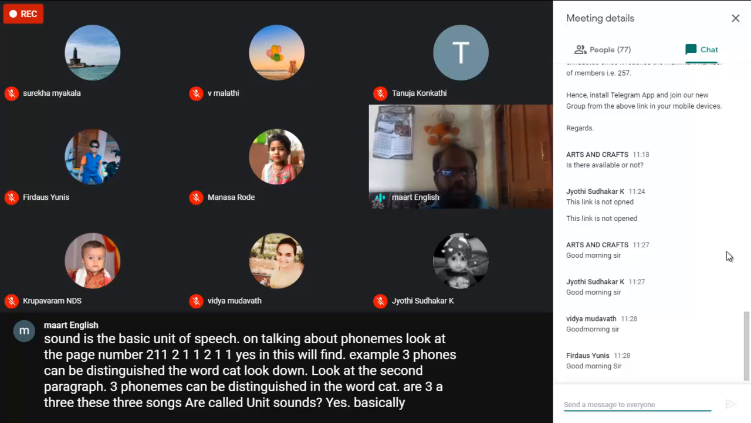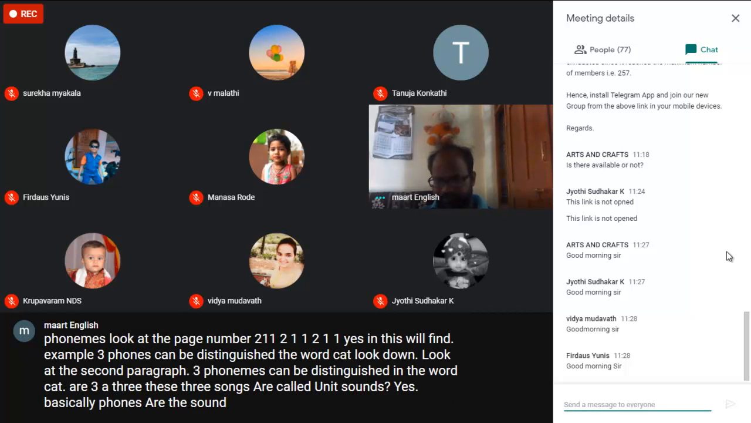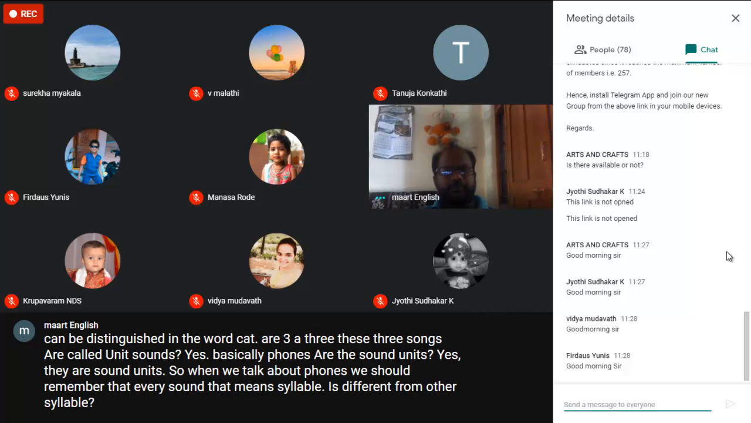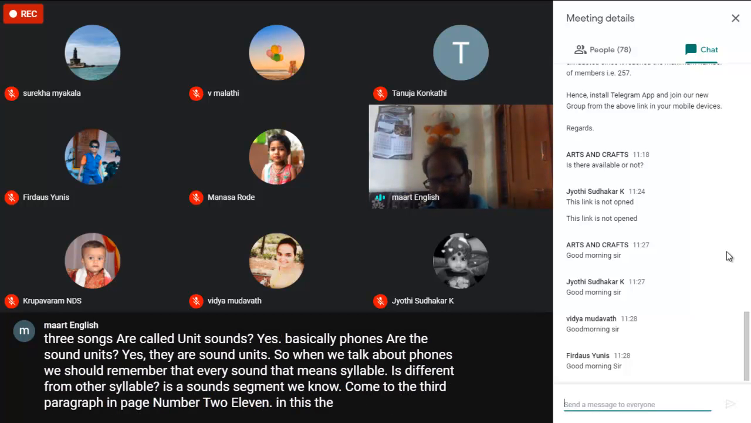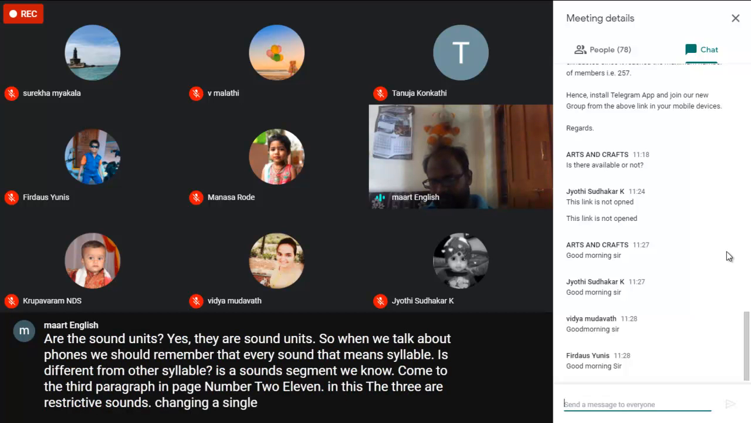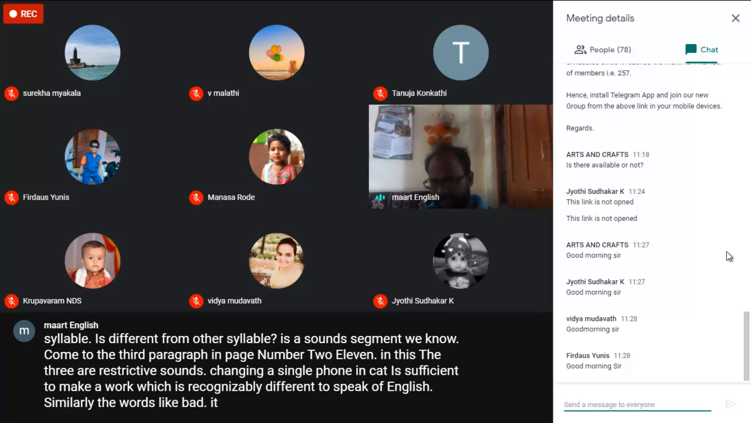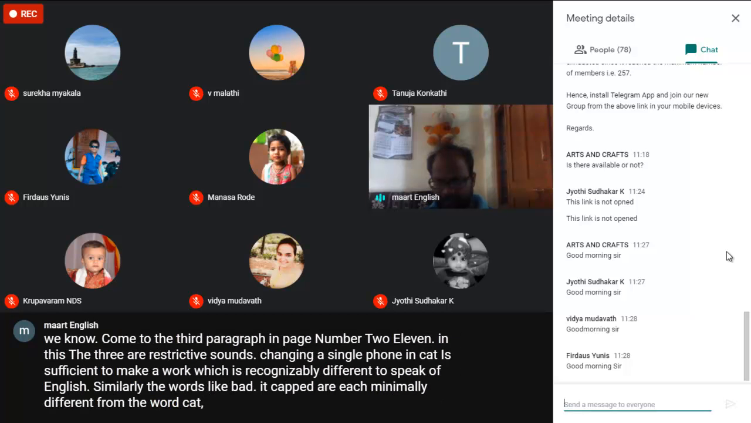Basically, phonemes are the sound units. When we talk about phonemes, we should remember that every sound is different from other sounds. Come to the third paragraph on page number 211. In this, the three are distinctive sounds. Changing a single phoneme in cat is sufficient to make a word which is recognizably different to a speaker of English. Similarly, the words like bat, hit, cat are each minimally different from the word cat, but are recognizably different words to an English speaker.